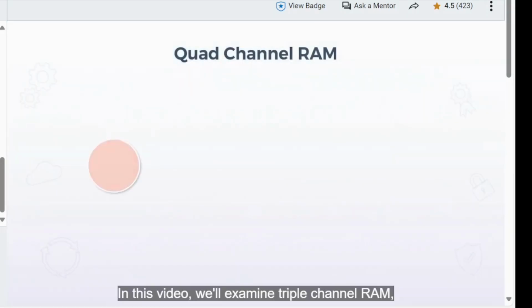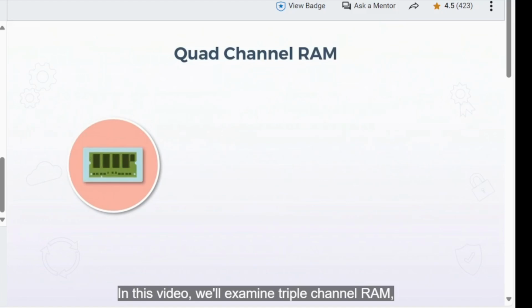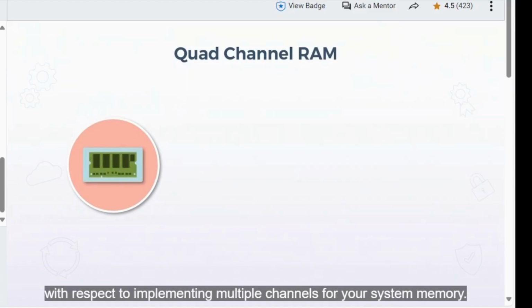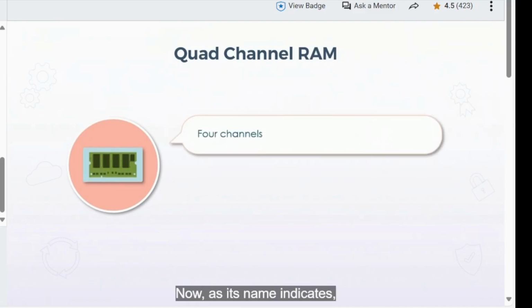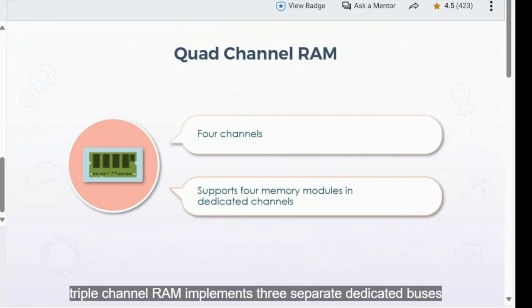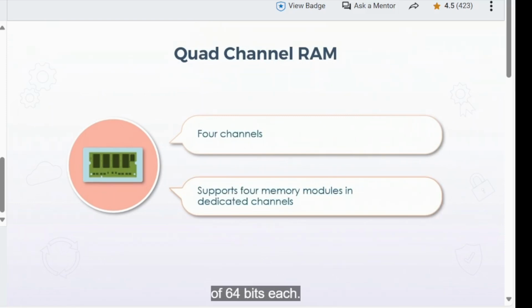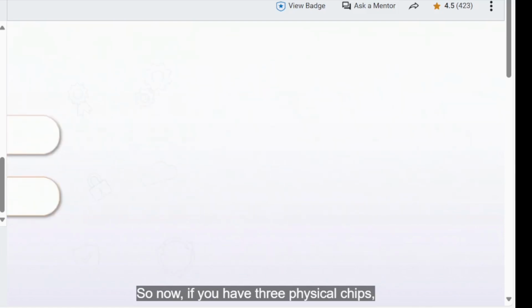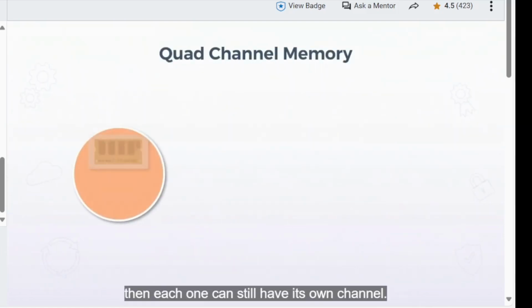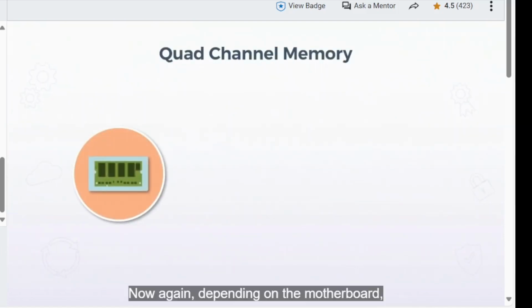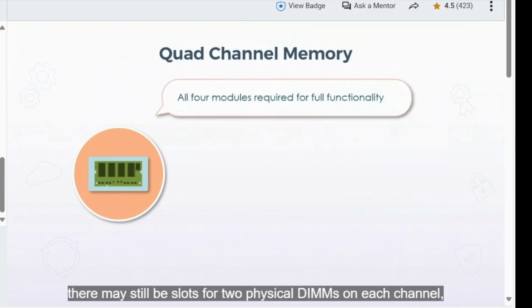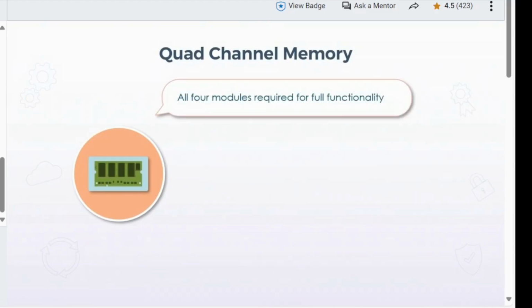In this presentation, we'll discuss the next iteration of multi-channel RAM, which is quad channel, and of course its name pretty much tells the story in that there are now 4 memory channels, which of course can support at least 4 memory modules, with each one still having its own dedicated channel. Now, just like triple channel and dual channel, ideally all 4 memory modules should be placed in their own channel to take full advantage of the architecture.